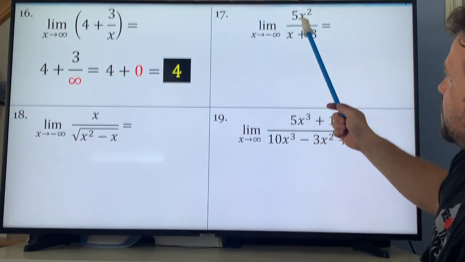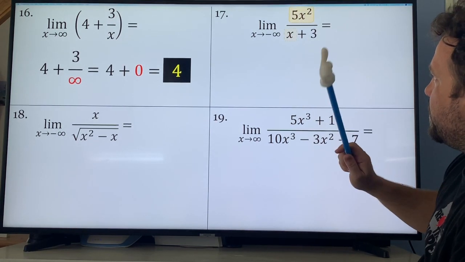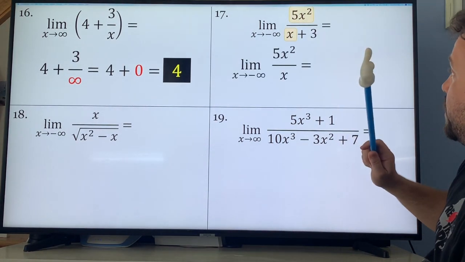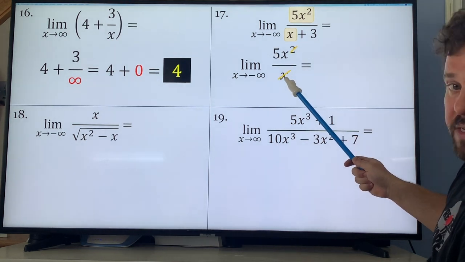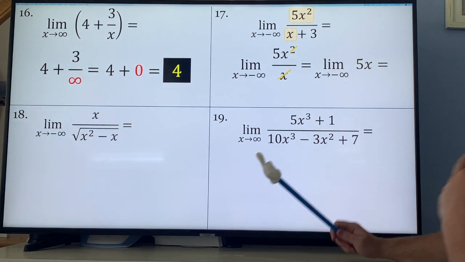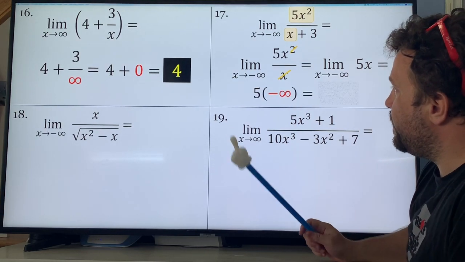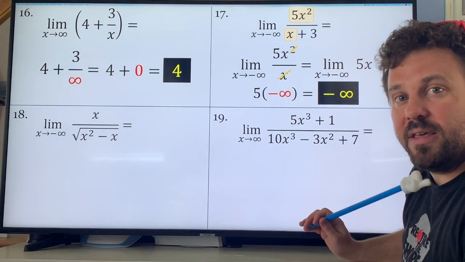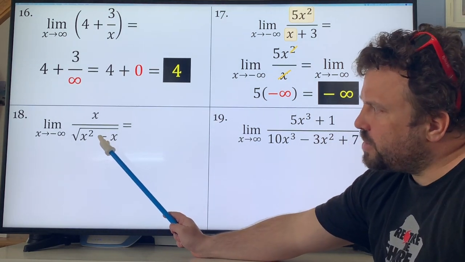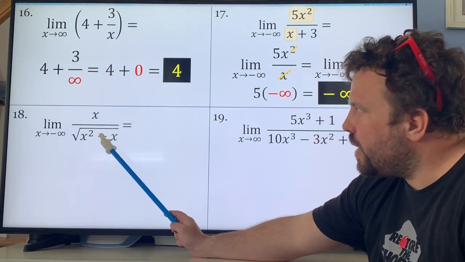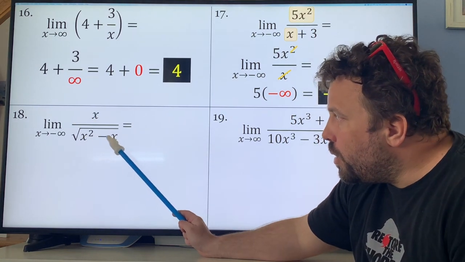Problem 17. 5x squared over x, right? Reduce. Take one of these x's out, leaving you with a 5x over, not 0, but 1. So you type in your negative infinity. 5 times negative infinity is indeed negative infinity. What an easy lesson. Right here, 2 more problems to do for this lesson, then we're going to do a little review problem.